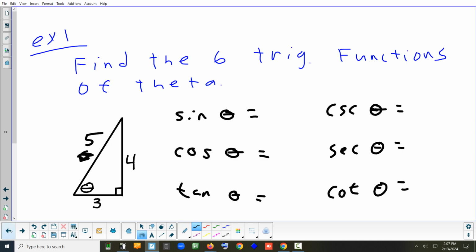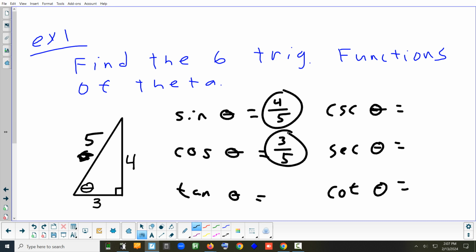All right, so let's go through it. Let's start with the sine. What's my definition for sine? Opposite over the hypotenuse. Yep. And what's the opposite in this case? And the hypotenuse? 5. There you go. 4/5. Right. What's our definition for cosine? Adjacent over hypotenuse. And what's the adjacent? 3. And the hypotenuse? 5.